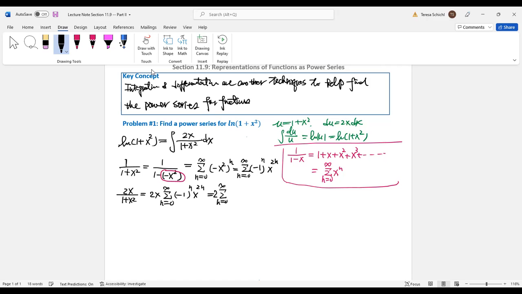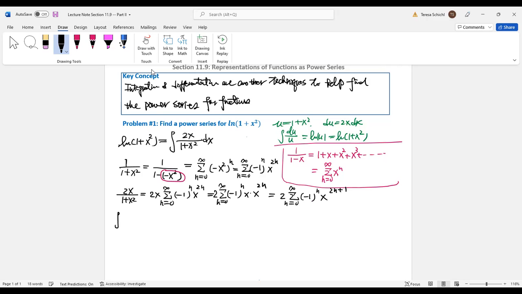You can leave the 2 here, right? So this is negative 1 to the n and x times x to n. So what is here? This is 2 times the summation n from 0 to infinity, negative 1 to the n, x to the 2n plus 1, right? Now I know the natural log of 1 plus x squared is equal to the integration.